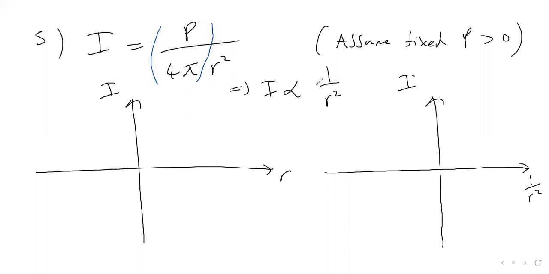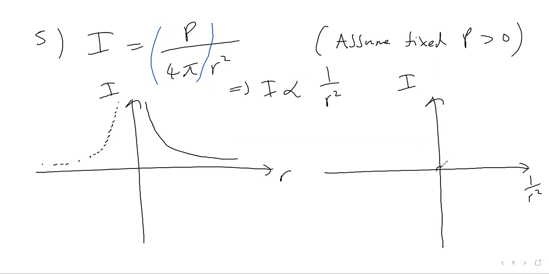Now, we know how to sketch y equals 1 over x squared because we did that in previous videos. So we're basically sketching I equals 1 over r squared. So it's going to be a sketch like this. Again, in theory, you can't have a negative radius, but in theory we would have this negative end of the graph as well. However, in real life, we don't have the negative radius there.